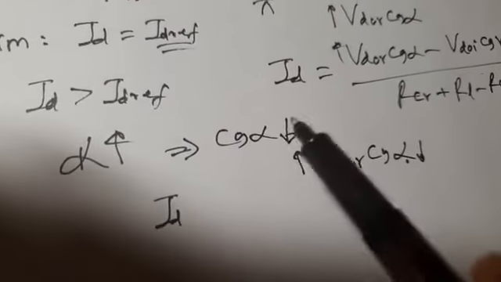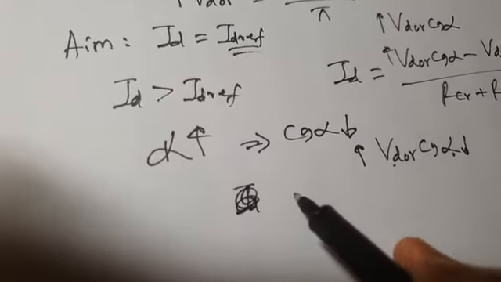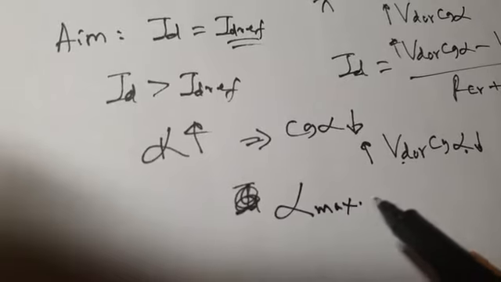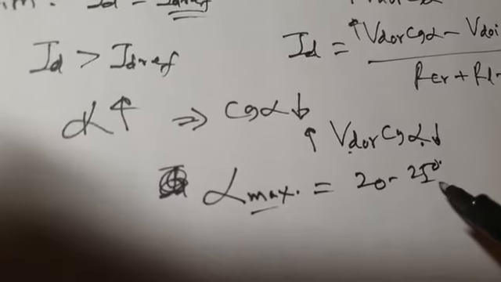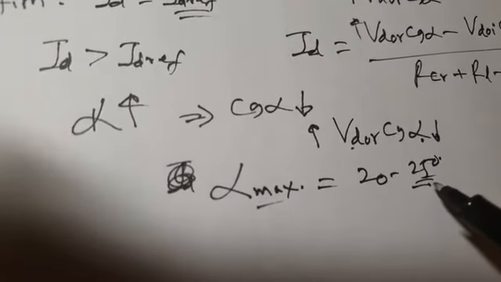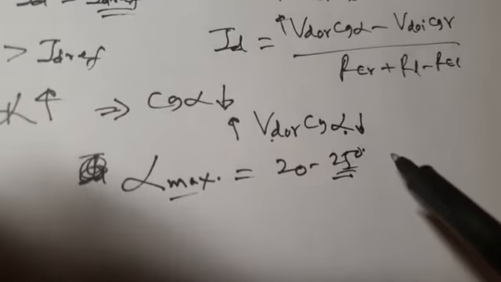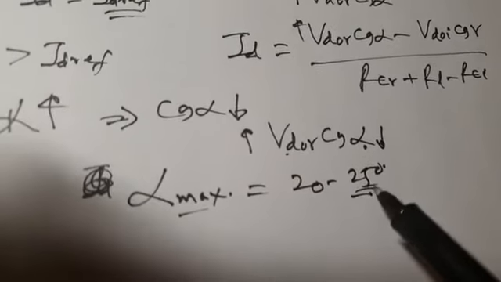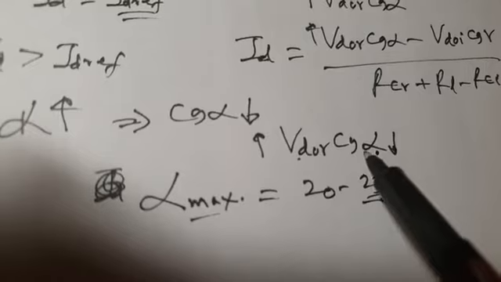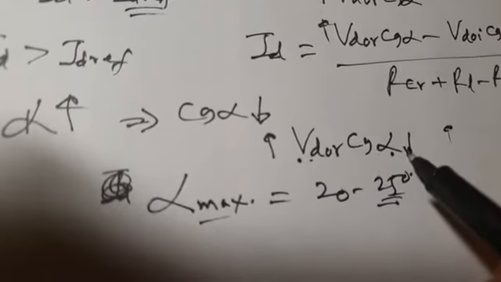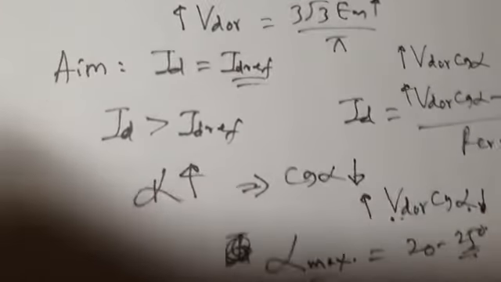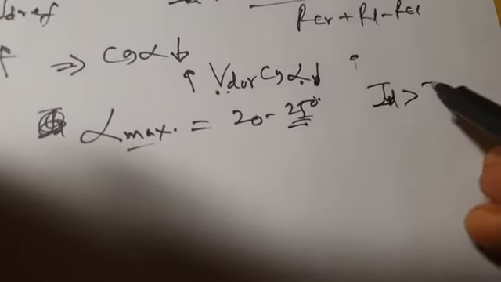ref. Now let us suppose a case where your controller is increasing alpha, but it cannot increase alpha beyond 20 or 25 degrees. What is the maximum delay angle? 20 to 25 degrees. Let us suppose it has taken alpha to 25 degrees, and it cannot take it beyond that because alpha max is only 25 degrees. Let us suppose VDOR cos alpha is still increased, I mean, the increase in VDOR is more than the decrease in cos alpha. So current will still be greater than ID ref.